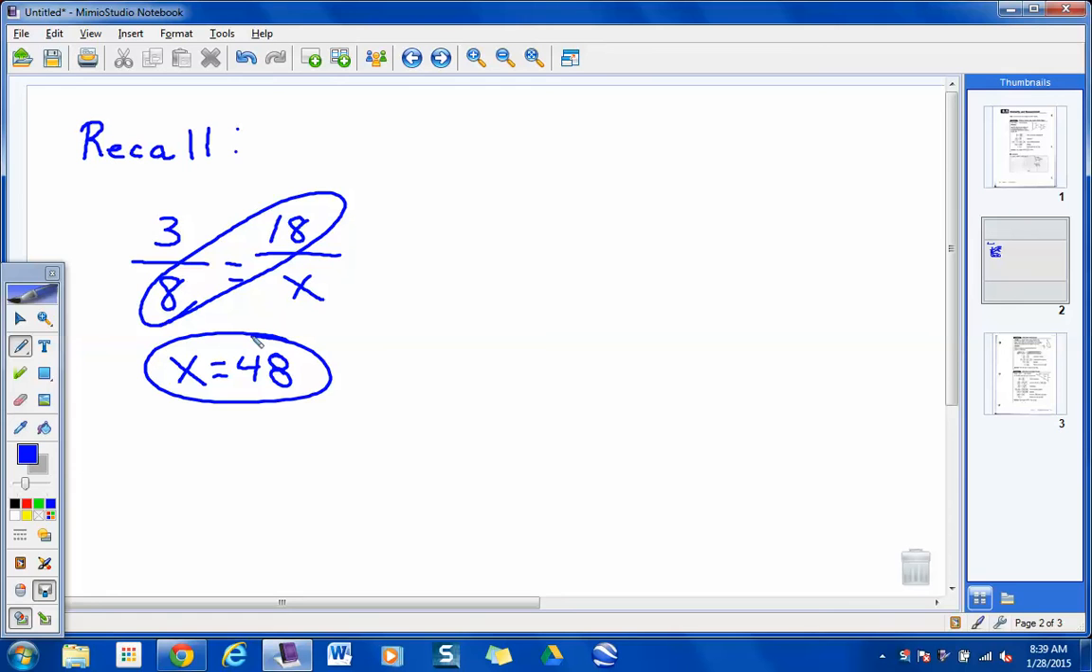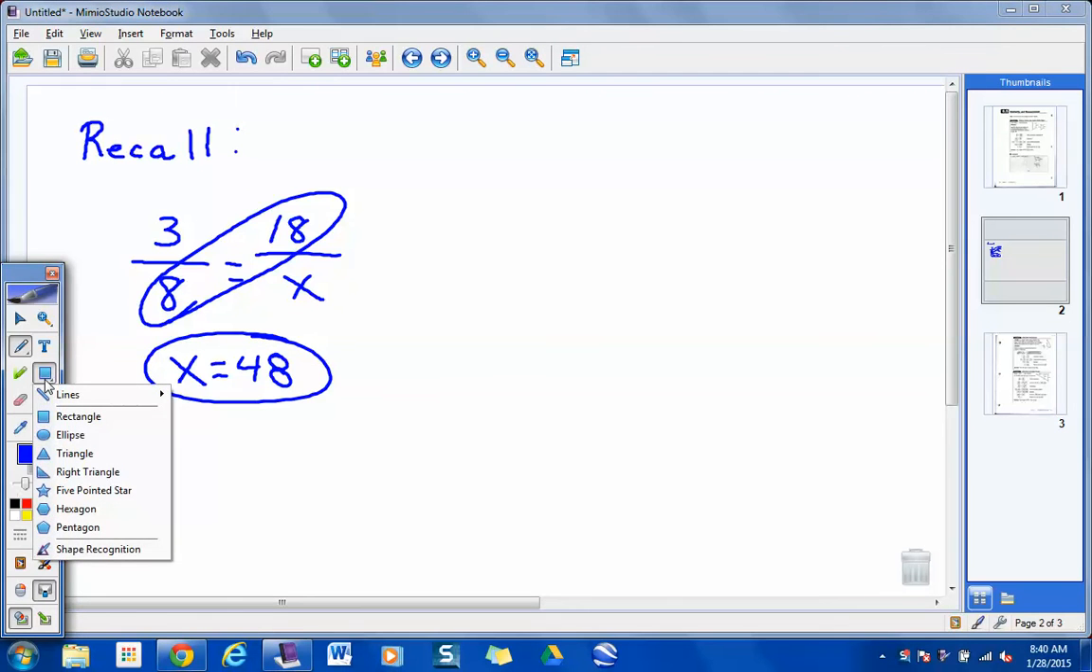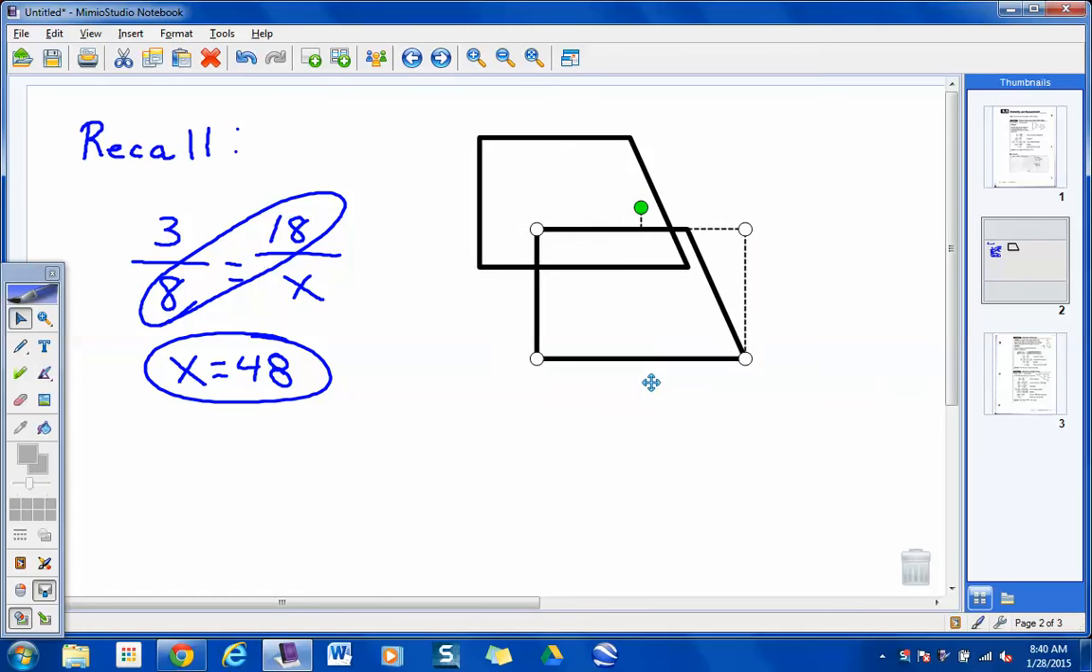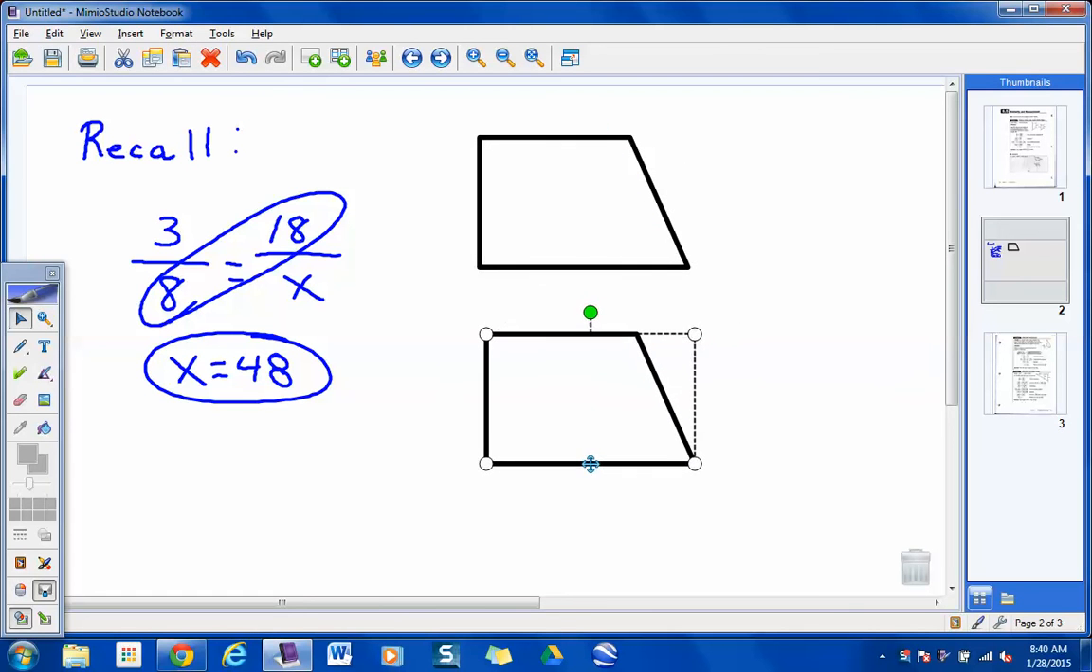Okay, so I understand proportions. Let me do this real quickly then. The next thing I want you to recall is this. What if I threw a shape up here that looked like this? There it is. I call this shape right here A, B, C, D. First of all, what's true about these two shapes, the way they look?